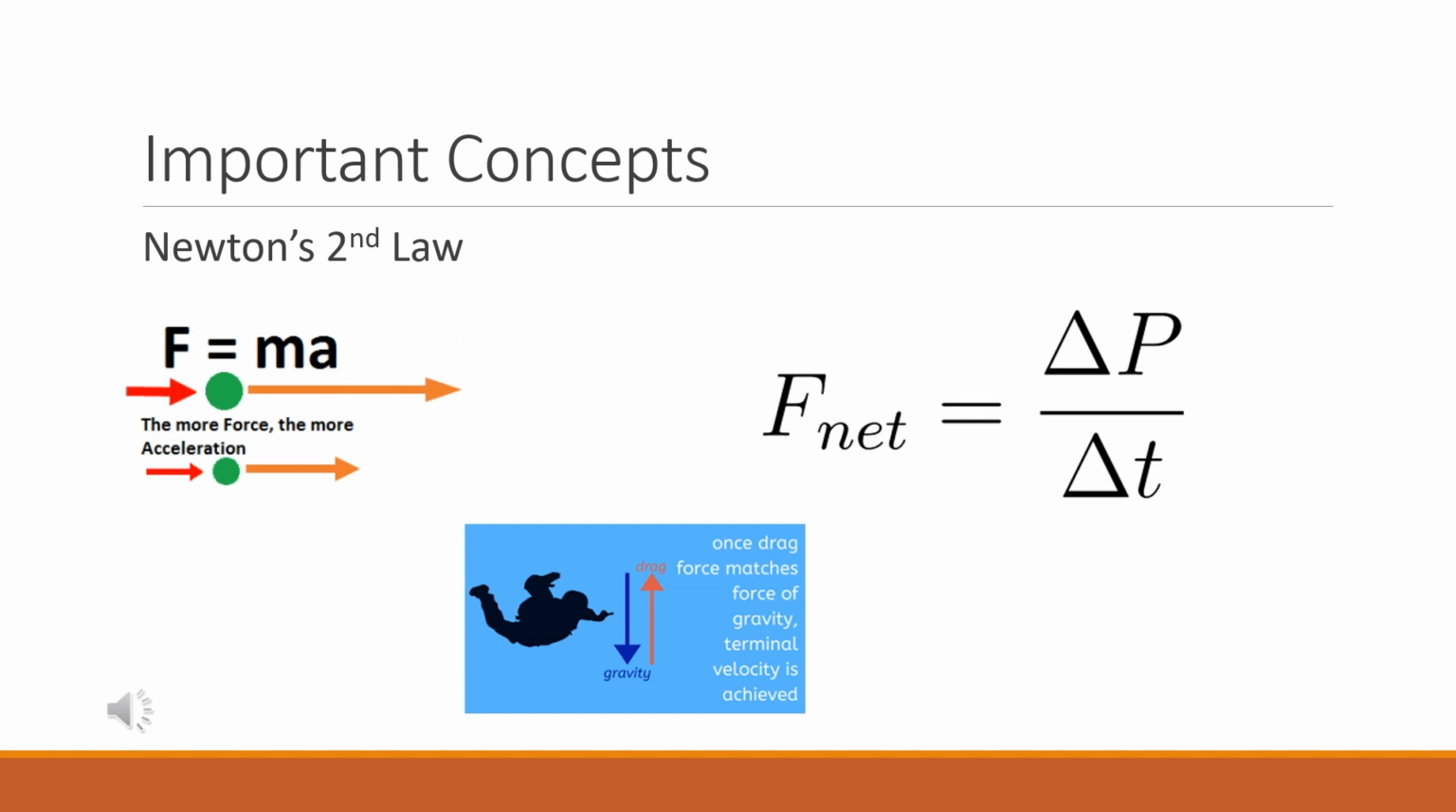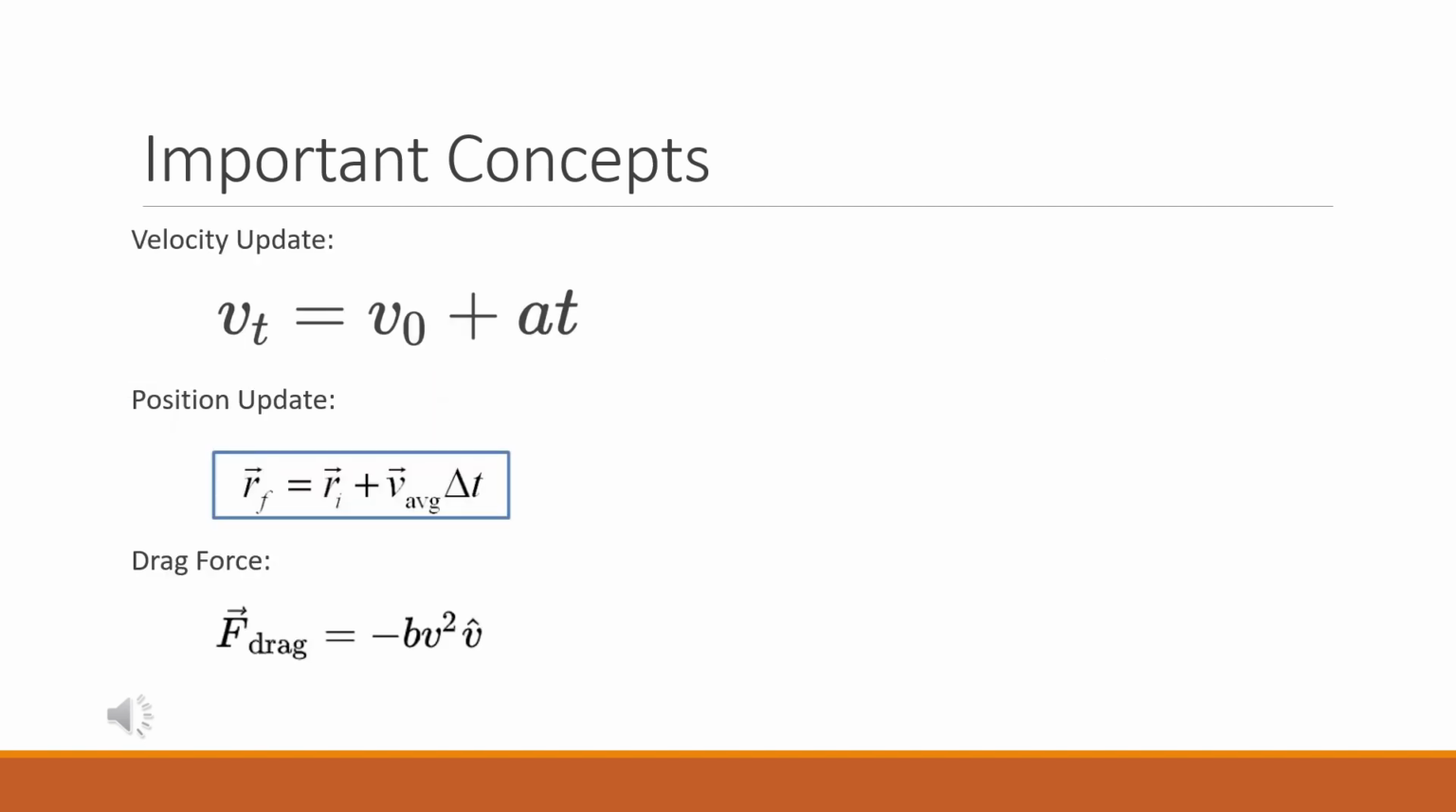picture at the bottom. Here are also more important formulas that we'll be using throughout this experiment, which include the velocity update formula, position update formula, as well as the drag force formula, which is negative b, which is a constant, times the velocity squared times velocity hat.